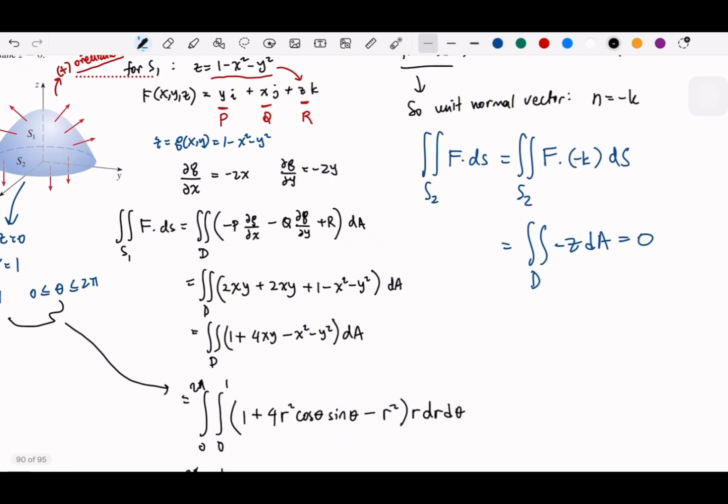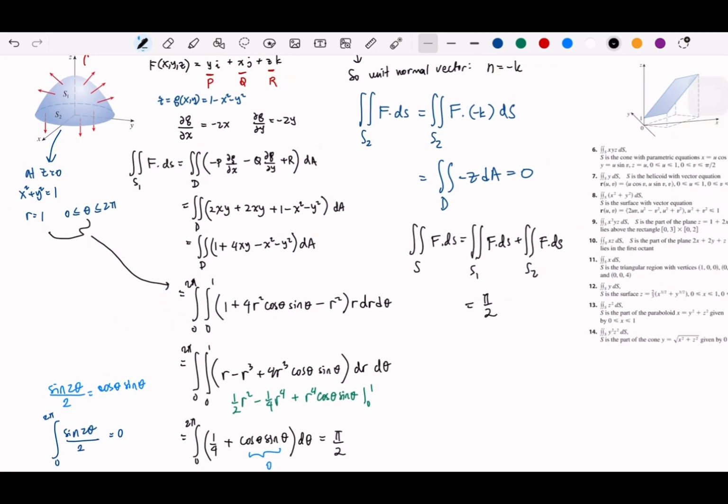So the total of the surface integrals will be equal to pi over 2. And the rest, we still have at least one section.